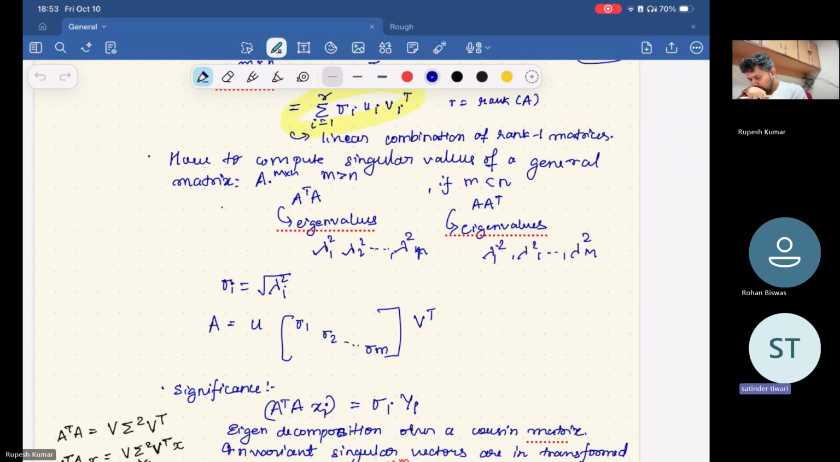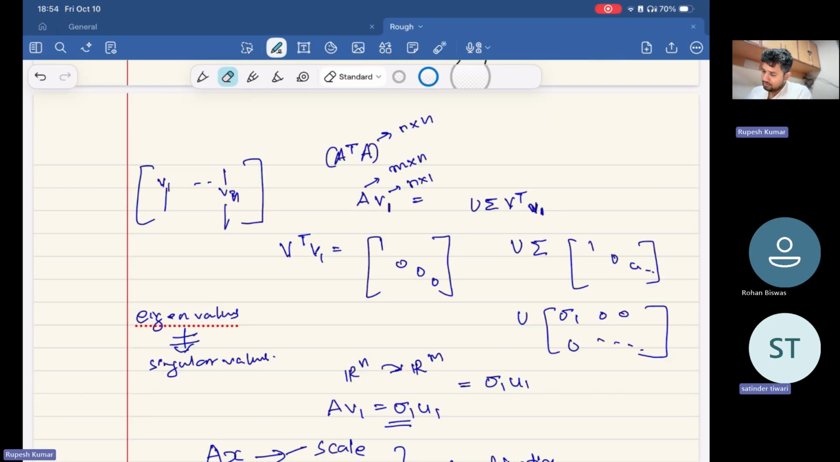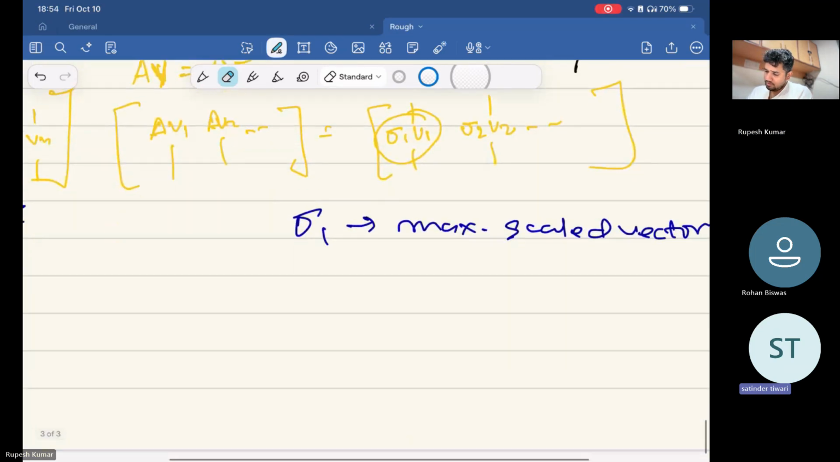So by substituting again with eigenvalues in the A transpose A determinant, like A transpose A minus lambda I, we get, from there we will find the eigenvalues. So what the eigenvalues are getting, that is your V.